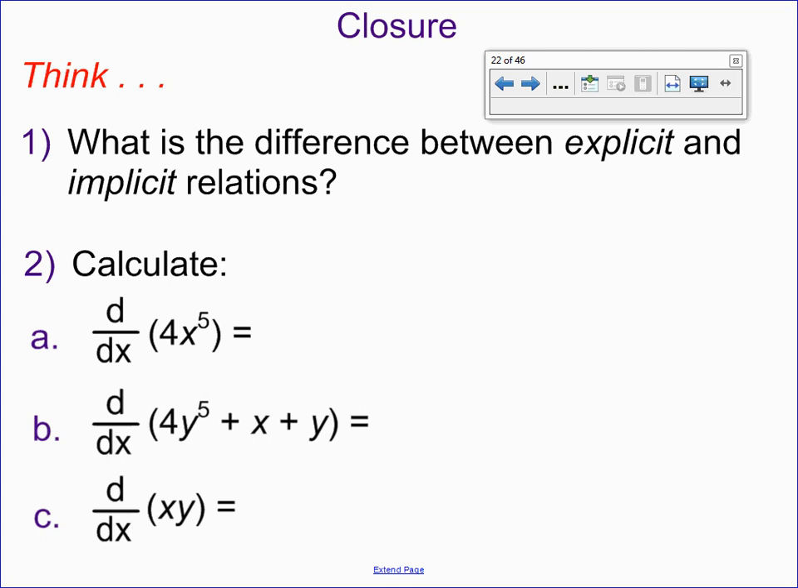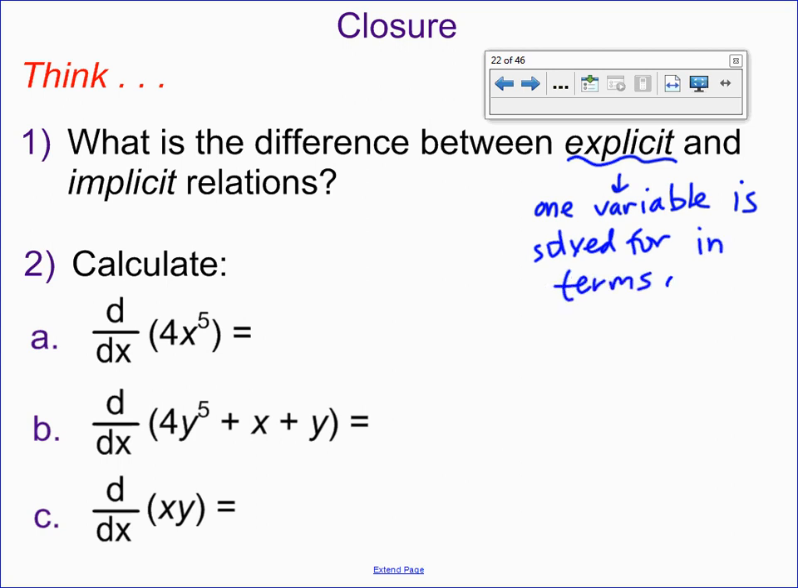Okay, so what's the difference between explicit versus implicit relations? How could you describe that to a peer? Allie? An explicit variable is like one of the variables is isolated on one side, and implicit is when there are two variables mixed on the side. Absolutely, thank you. So one variable is solved for in terms of others, versus an implicitly defined relation, where our variables are mixed up together on the same side of the equation.